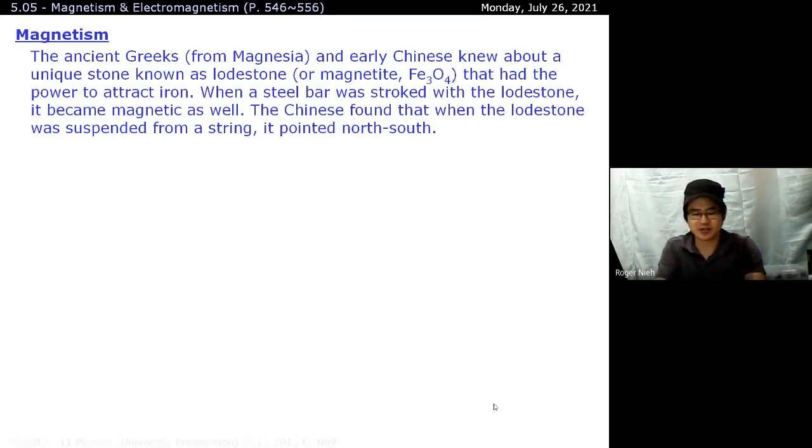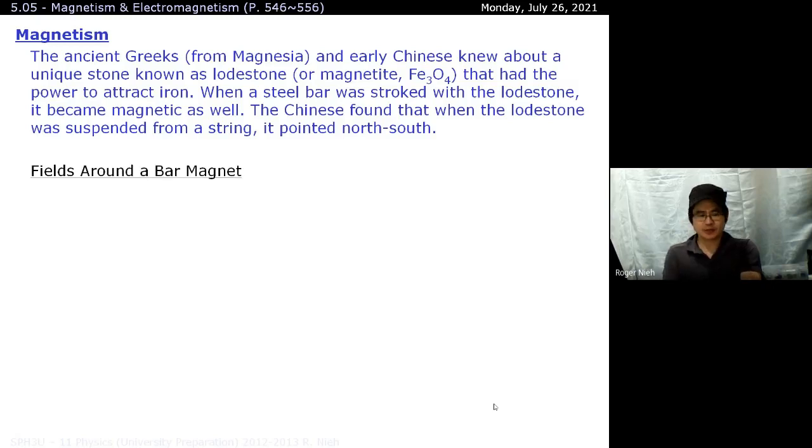There are cultures that figured out that if you took this and suspended it on a string, it'll always orient itself in the north-south dimension, and that's how they invented the first compass. So they discovered that Earth has a permanent magnet, and these things like to attract themselves and line themselves up with Earth's magnetic field. Again, text in blue, you don't really need to copy down.